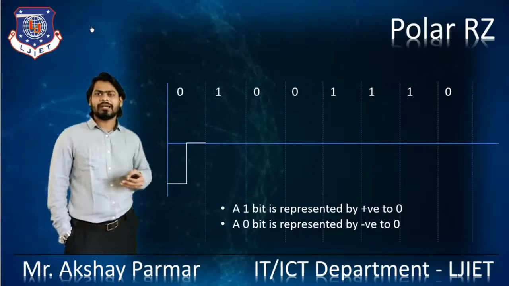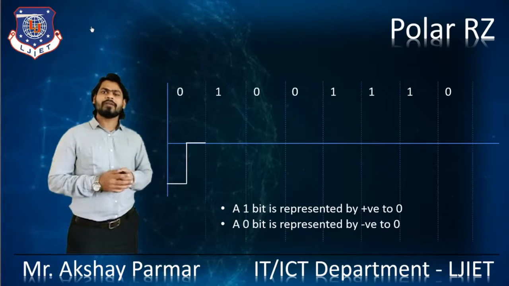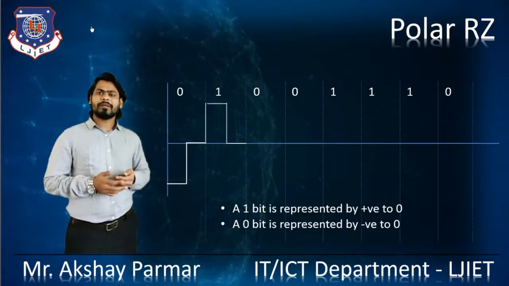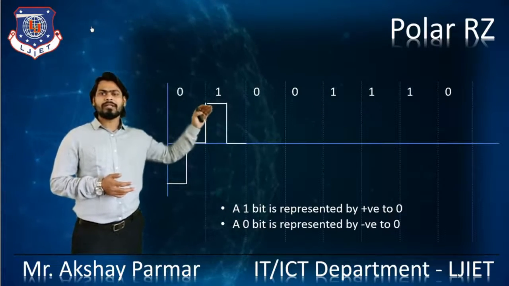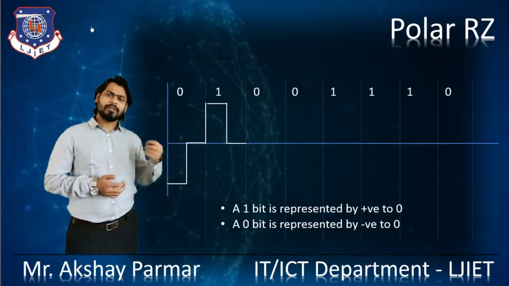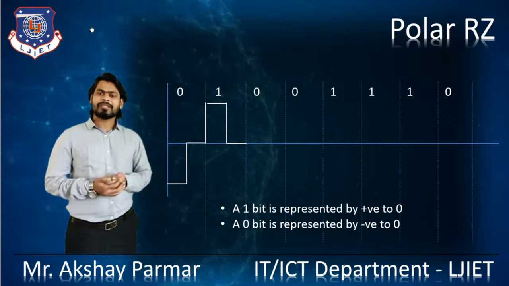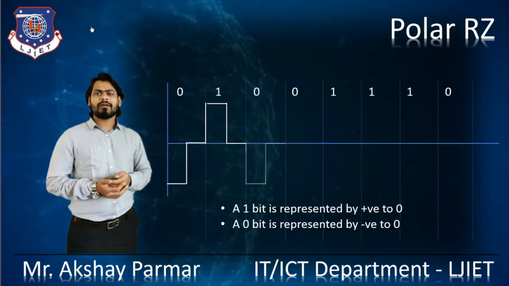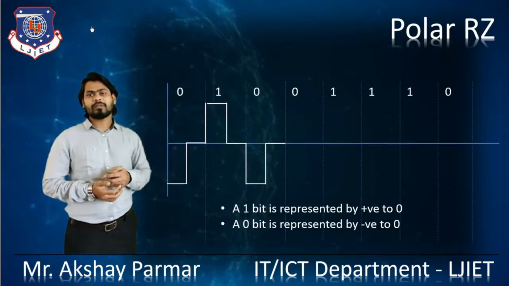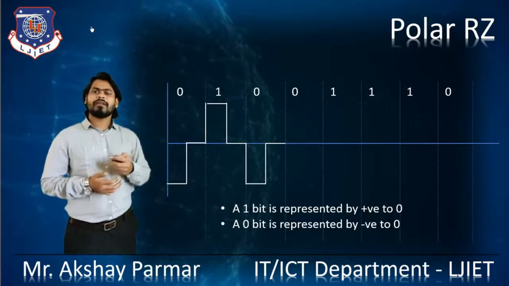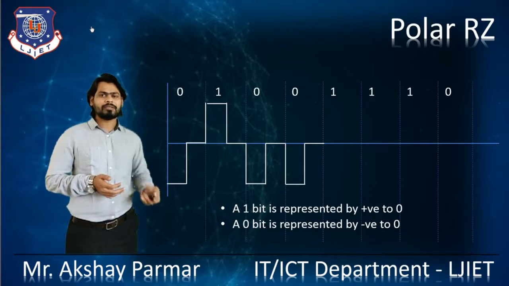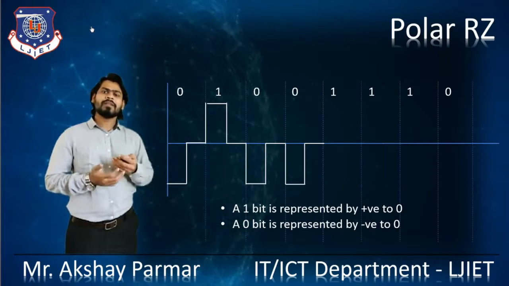After that, the one bit is there. To represent the bit one, we represent it by the positive voltage to the zero, right? So we move forward to the positive voltage, and after that again reach the level zero. After that, zero is there. To represent the bit zero, we go to the negative voltage and again reach the level zero. After that, again zero is there, so we follow the same method: the negative voltage to the zero voltage.